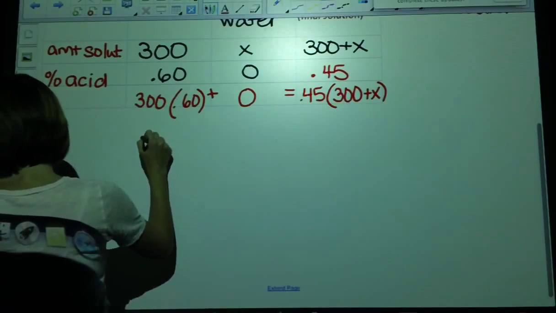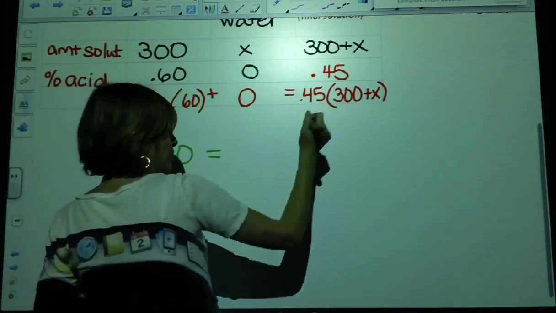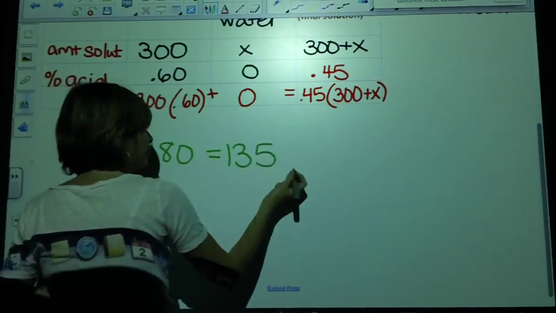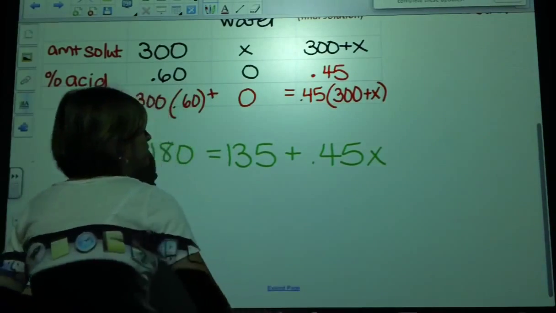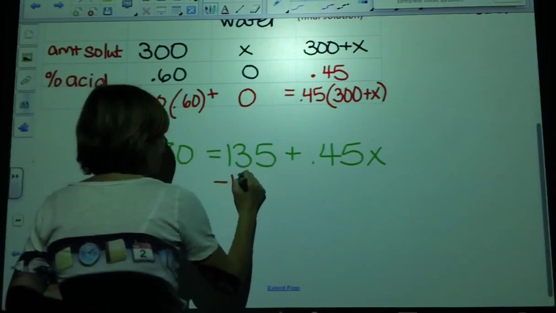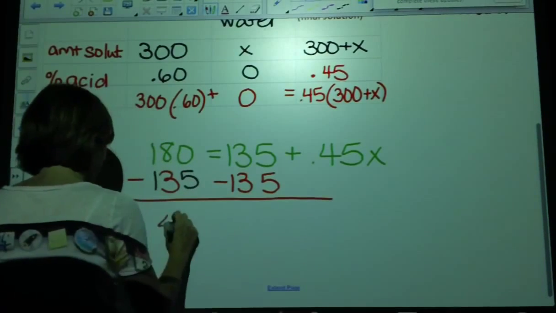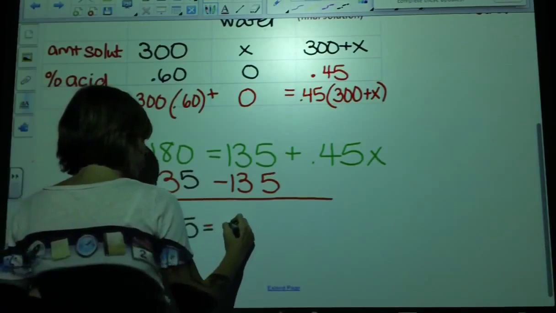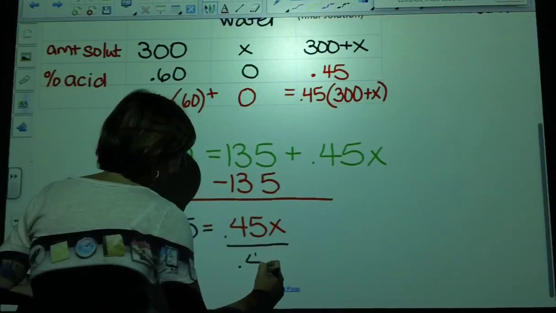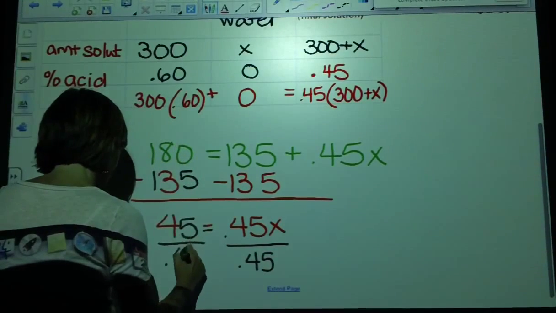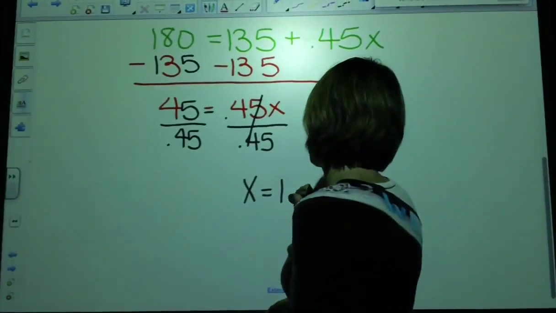300 times 0.60 is 180 plus 0, I can get rid of. 0.45 times 300 is 135 plus 0.45x. All right, so now we isolate the variable. I subtract 135. Oh, and looky there, we get 45. So 45 equals 0.45x. We divide by 0.45. And then x would be equal to 100.